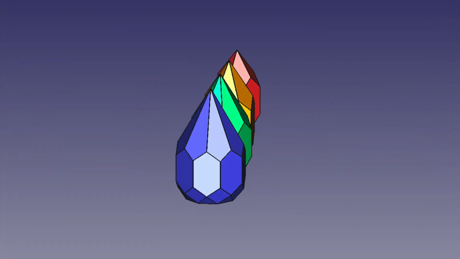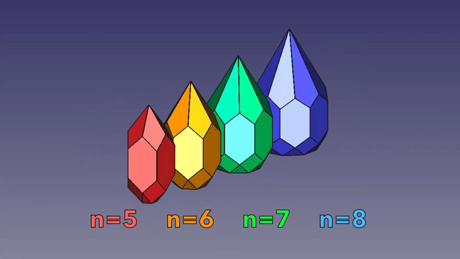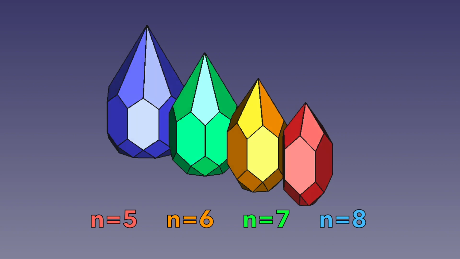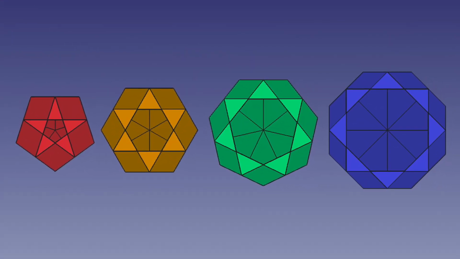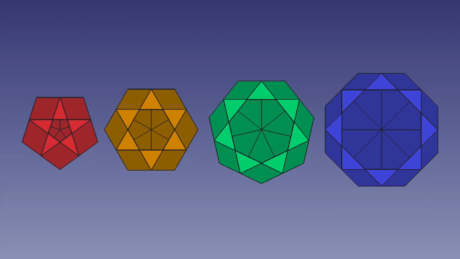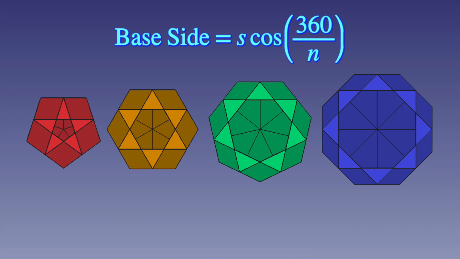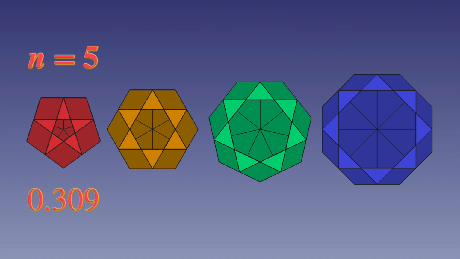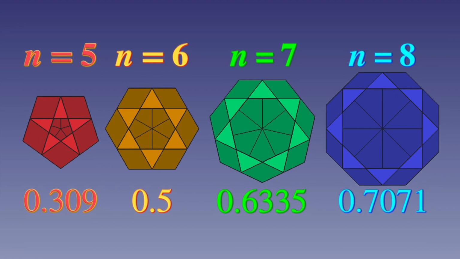Here are some examples of this model with differing N values. Red represents an N value of 5, orange represents 6, green is 7, and blue is 8. If we view the models from the bottom view, we can examine the relative sizes of the base and main polygons to get an idea of how the N variable affects the outcome of the model. Here are the relative base sizes computed using the base size equation and given in terms of percentage of the main polygon side length S. The pentagon base side is 30.9% the size of the main side, while the hexagon is 50%, the heptagon is 63.35%, and the octagon is 70.71%.